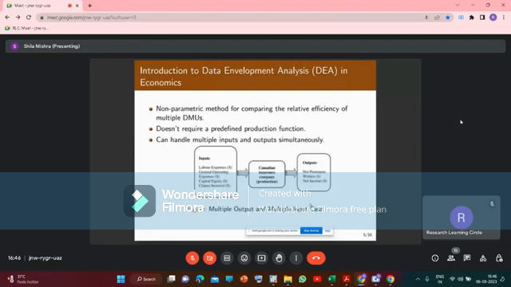The other thing about data envelopment analysis is that it does not require any predefined functional form of production function. What do I mean by a predefined functional form? It could be a Cobb-Douglas or CES. We don't need any such production functional form when we talk about data envelopment analysis. So it's quite flexible in its methodology. Moreover, it can deal with multiple inputs and outputs simultaneously.